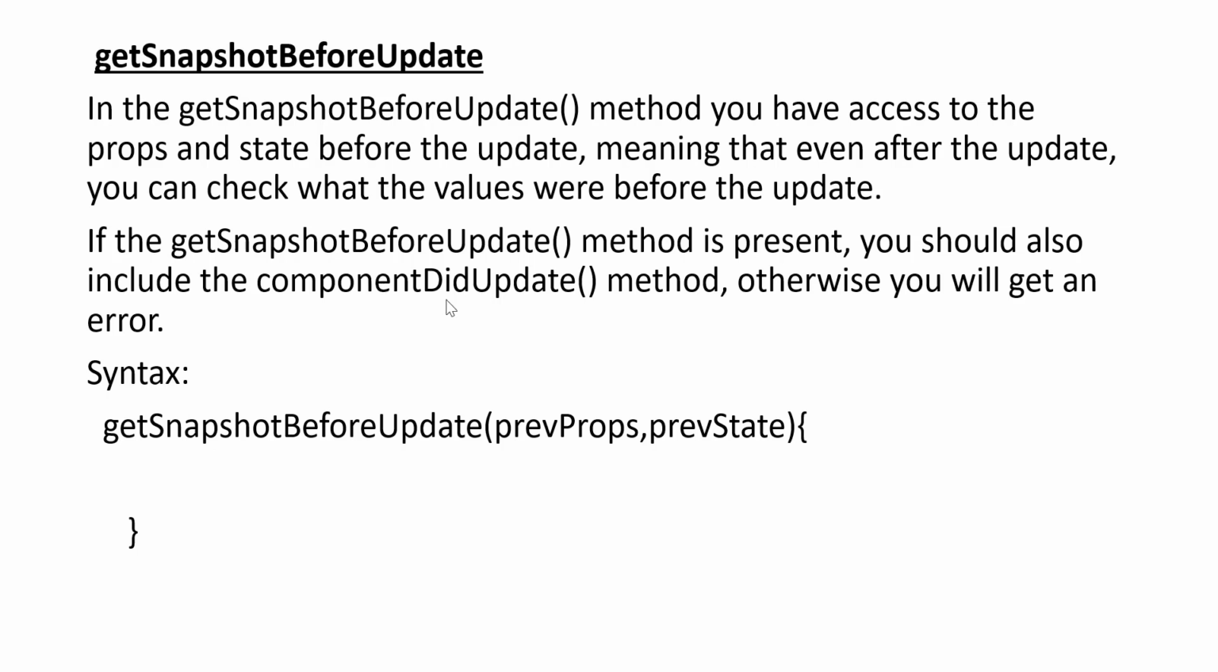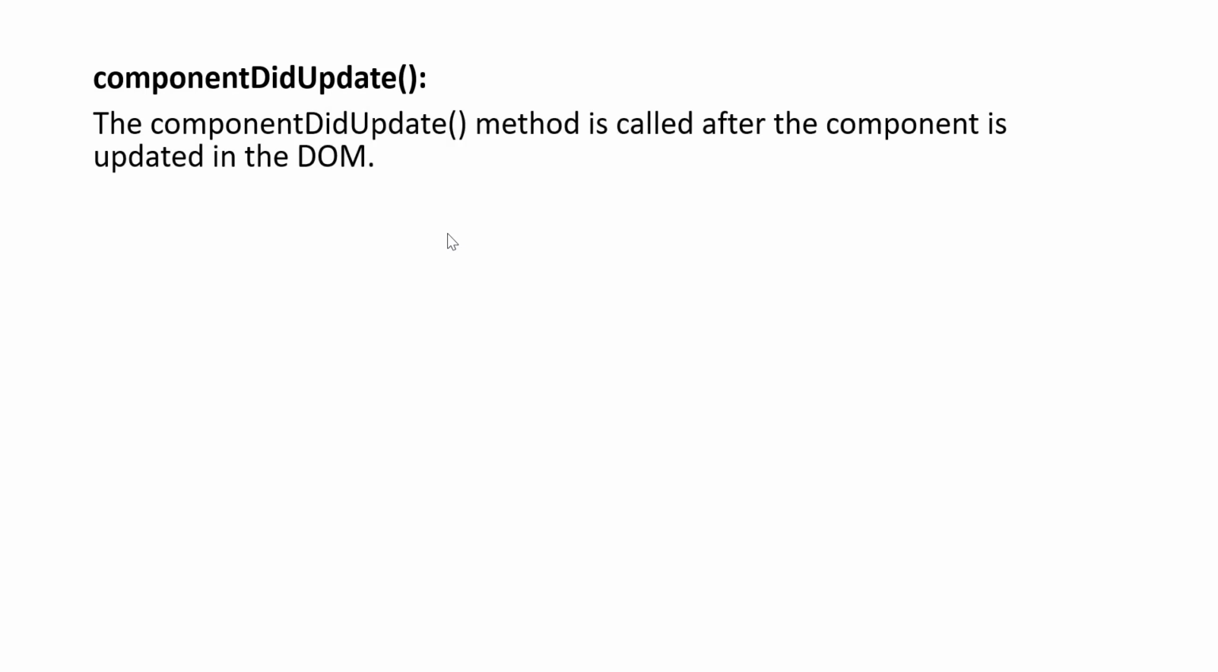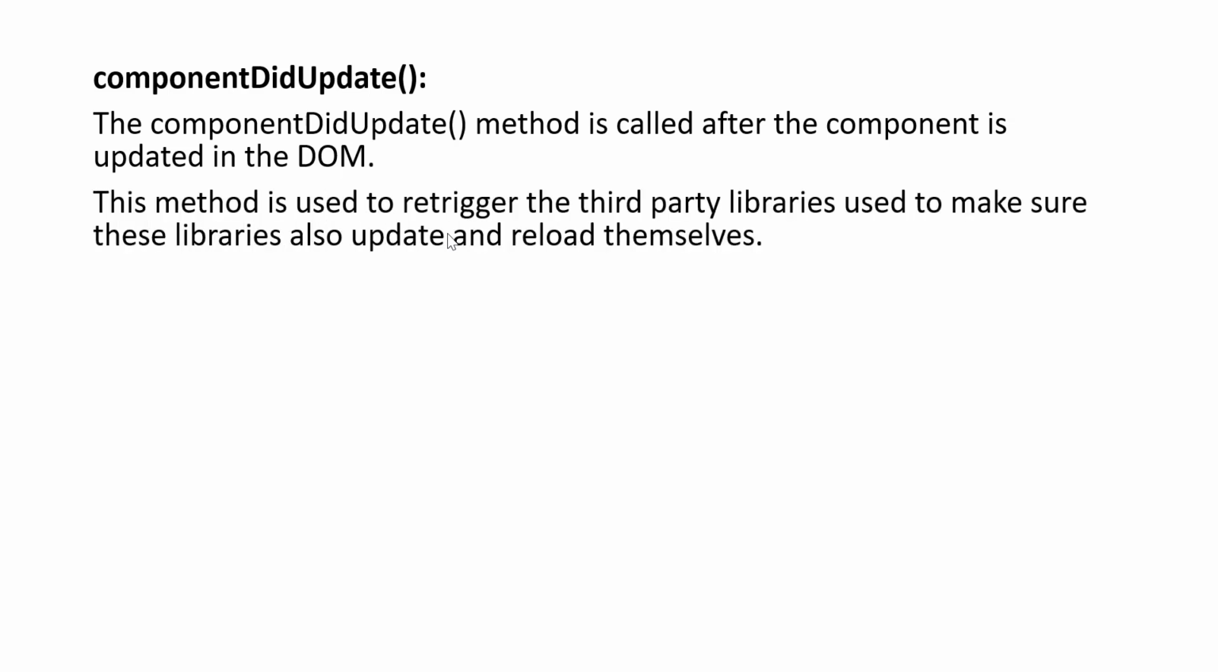First learn about the componentDidUpdate method, otherwise we can't use getSnapshotBeforeUpdate. The componentDidUpdate method is called after the component is updated in the DOM. If the component is updated in the DOM, then we use this method. It is called immediately after the update occurs. This method is not called for the initial render.